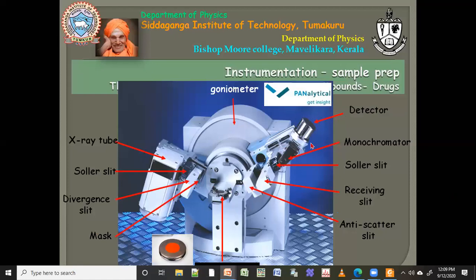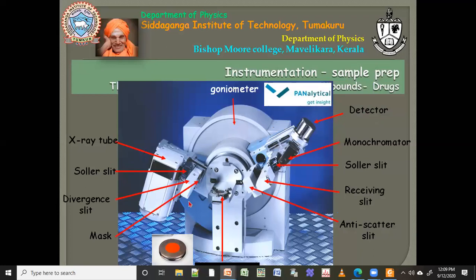Now you have the more modern solid state detector. This is from PANalytical, but it is the same for all, whether you are using Philips XRD, Bruker or Rigaku. It doesn't matter, these parts will be the same. So from the X-ray tube, you send the X-rays, they fall on the sample, and then they go and fall into the detector. If it is constructive interference, you get X-rays in the detector.